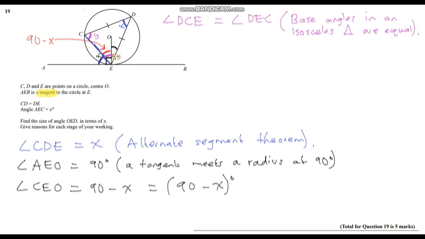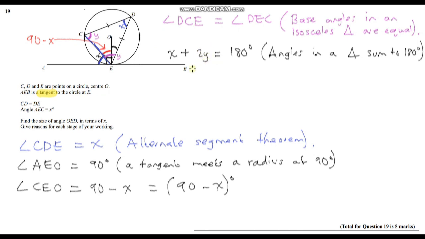Okay, so we know that these two angles are the same. We also know that angles in a triangle add up to 180 degrees. So we can add these three angles together. So we're going to have x plus 2y is equal to 180 degrees. And again, we need to give the reason: angles in a triangle sum to 180 degrees. Right, okay. So we can write an expression for y now in terms of x.